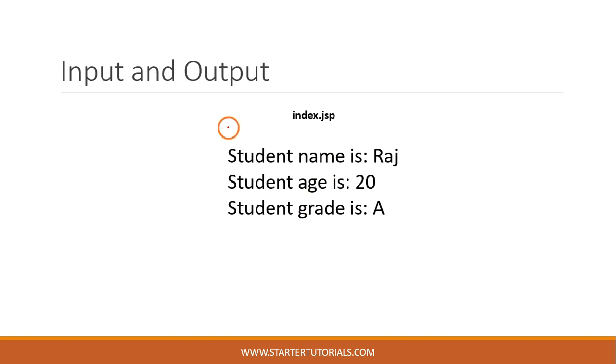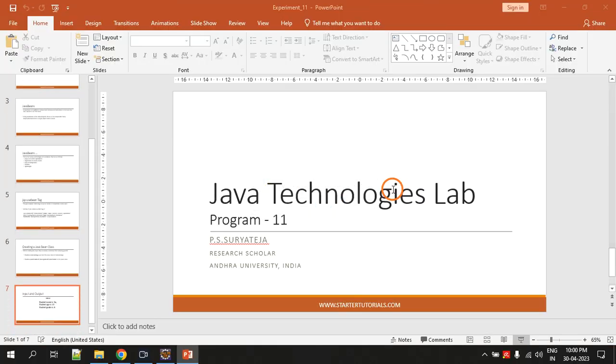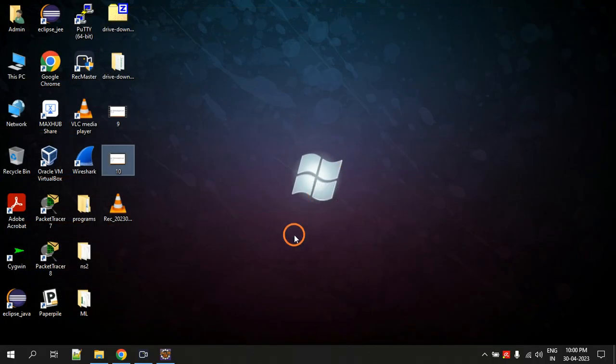Now this is the output of the program. Output is very simple. Whenever you execute or display this JSP page, it will access the data from the bean class and display the data here like this. Student name is so and so, student age is so and so, and finally student grade is so and so. So that's it regarding the theory. Now let's see the demonstration.